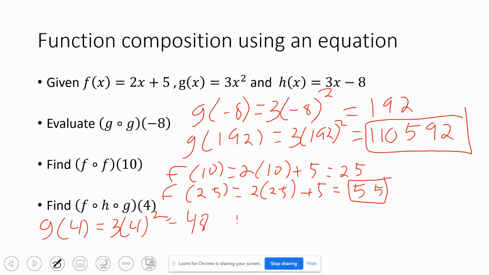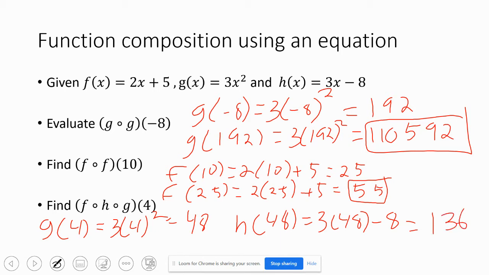Now you take that 48 and put it inside h. So h of 48 is 3 times 48 minus 8. So 3 times 48 is 144. Take away 8 is 136.